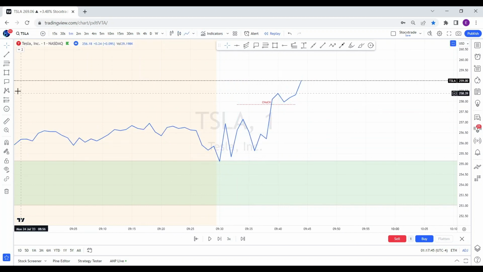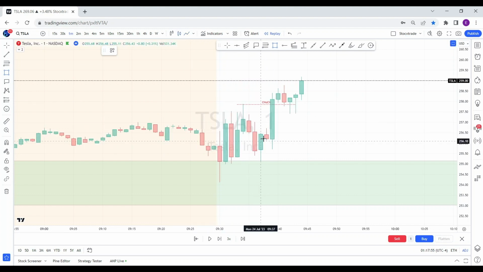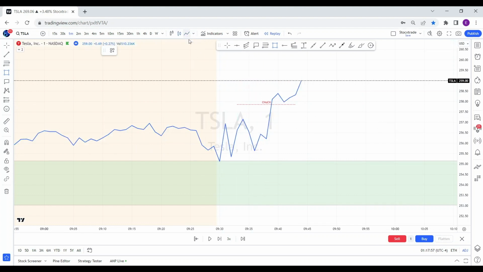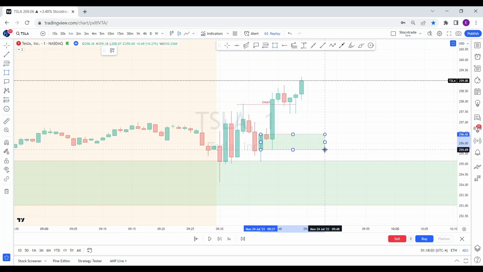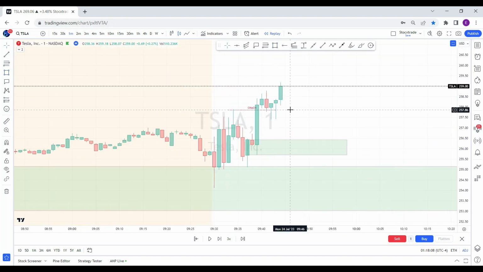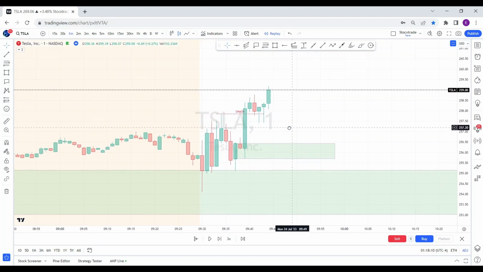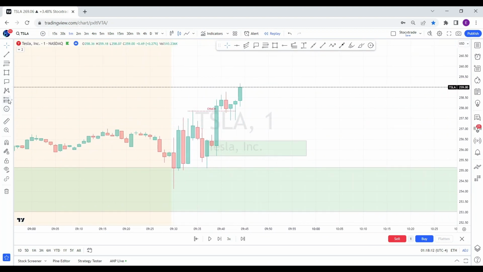So if you move back to the demand zone in the line chart, you need to mark the demand. This push is basically this candle, and the second push is the second candle, this big candle. So you can just mark the demand zone, right, and you need to wait, because this is 1 minute. I will wait here for my entry.